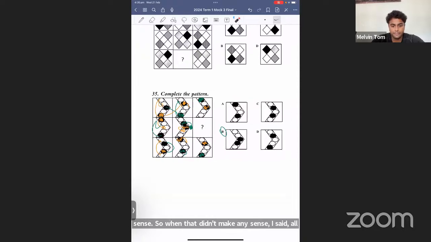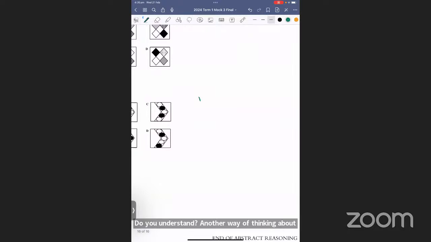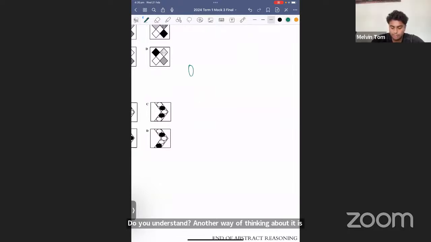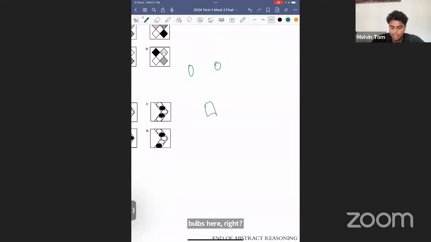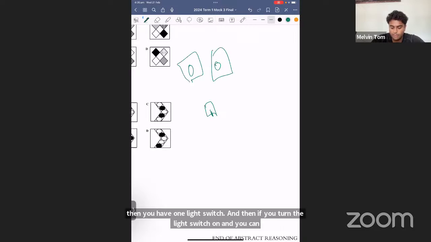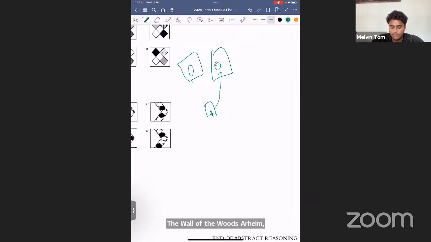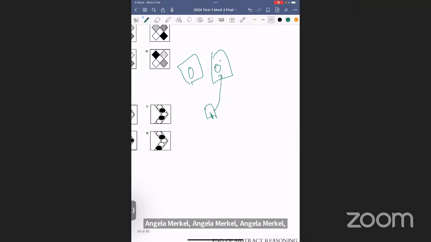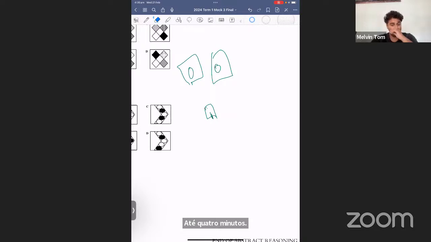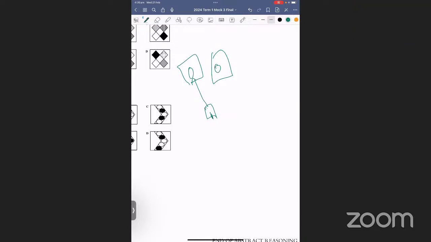Do you understand? Mm-hmm. So another way of thinking about it is imagine you have 3 light bulbs here, right? Mm-hmm. And then you have 1 light switch. If you turn the light switch on, and you can only go check one of the rooms at a time, okay? If you turn the light switch on here and you go to this room and the light is not on, what does that tell you? That tells that it either went to the other room. Yep, good man. So that means it tells us that logically this light switch was for this room, correct? Mm-hmm. You understand?